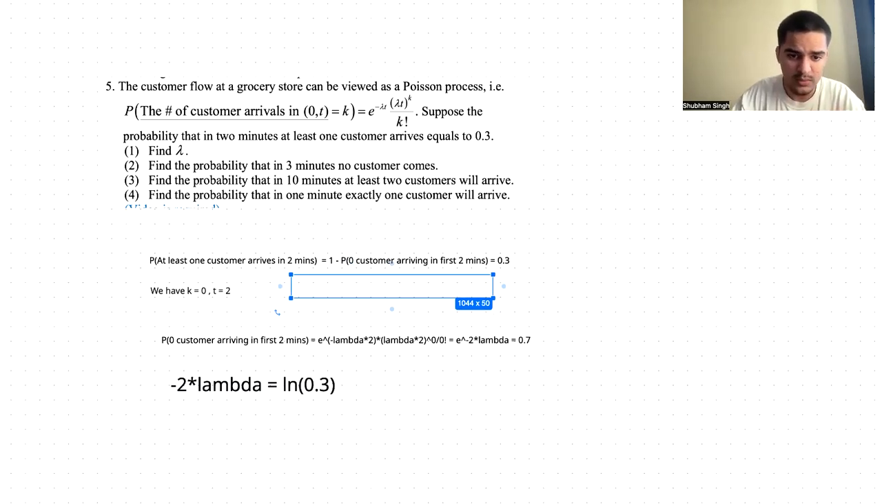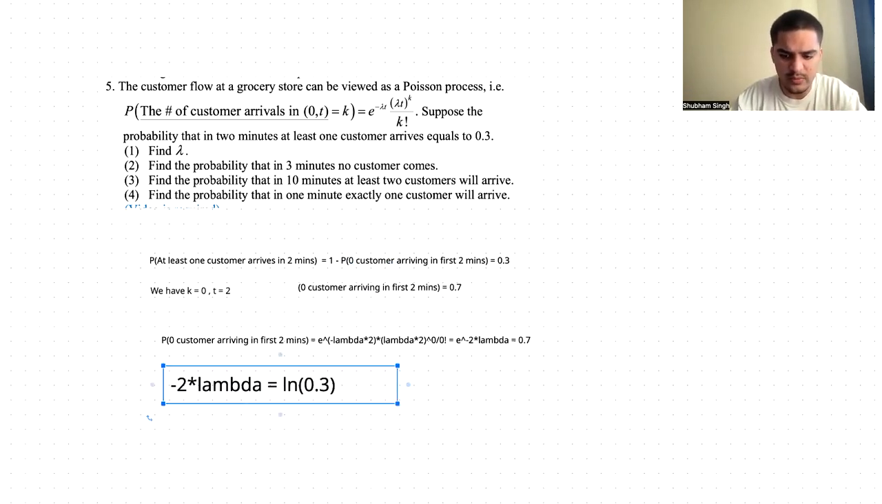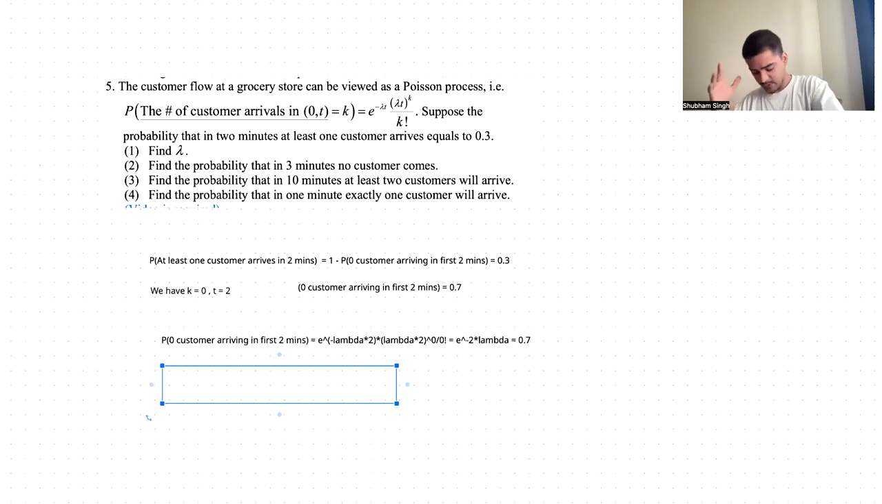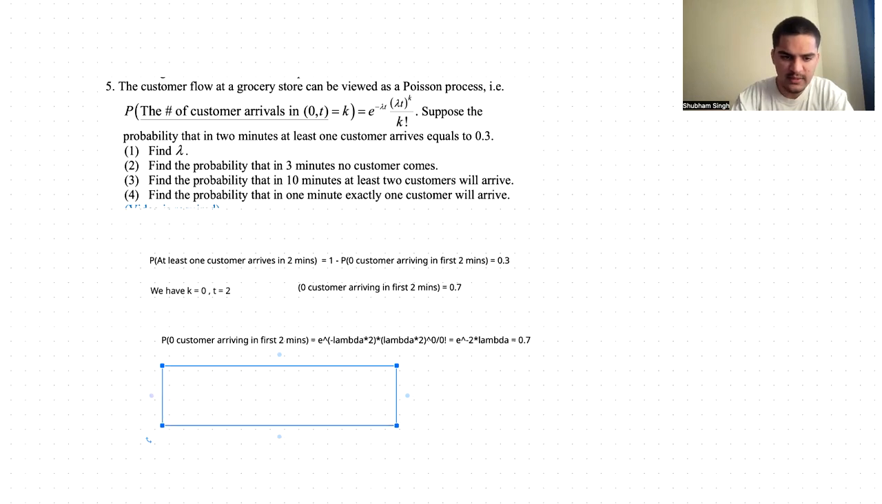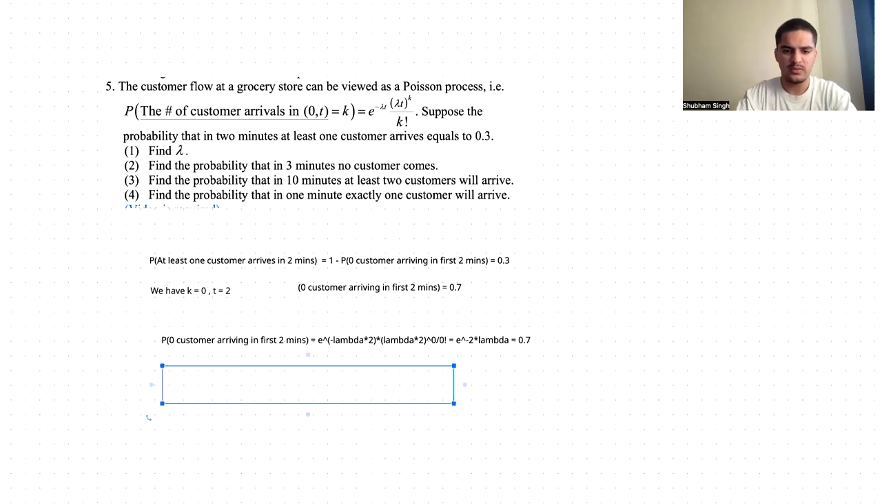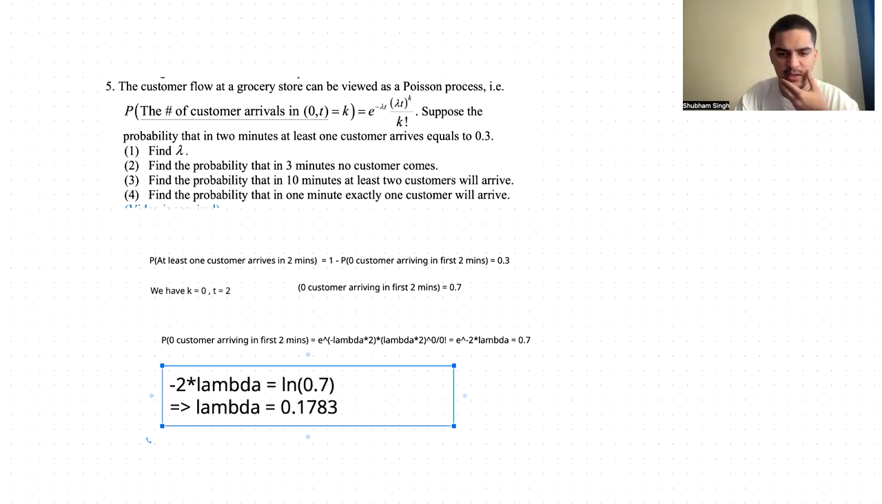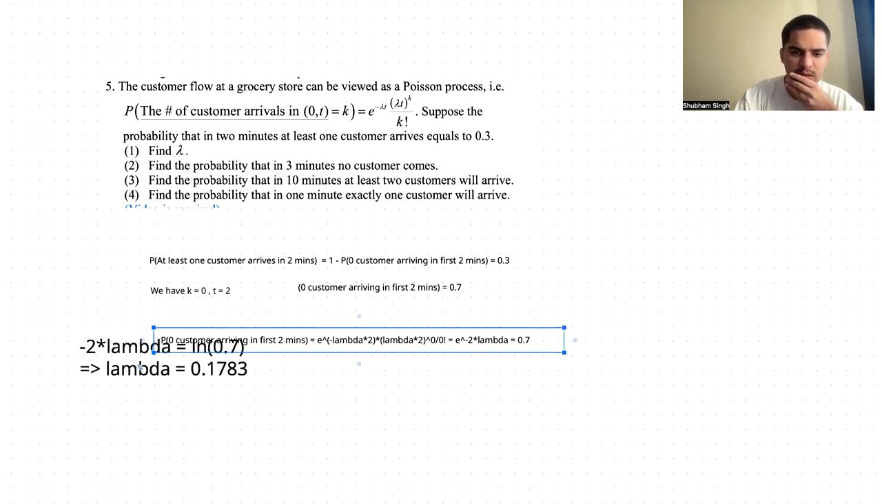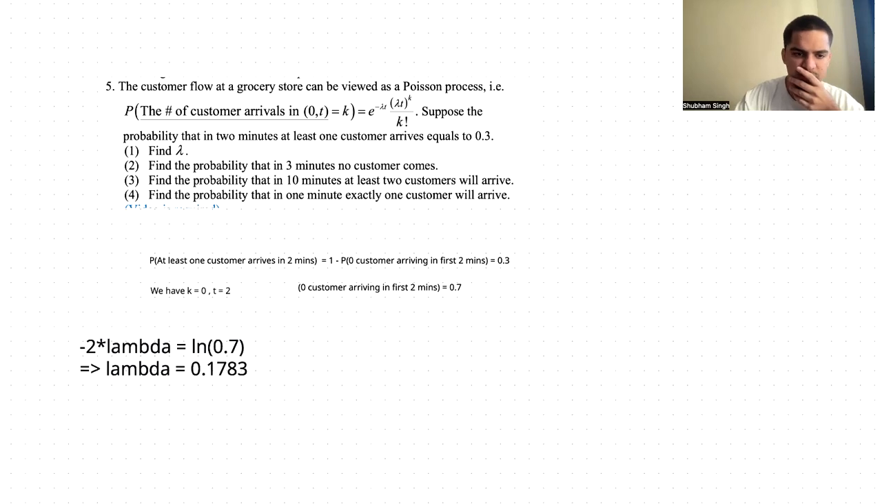So now this is ln 0.7, which would make our lambda equal to 0.1783. So our lambda is 0.1783. Now that we have the value of lambda, let's move on to the next part of the question.